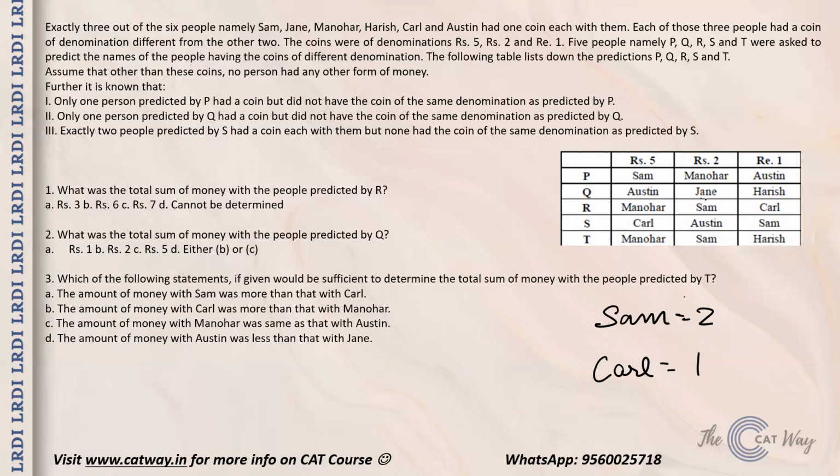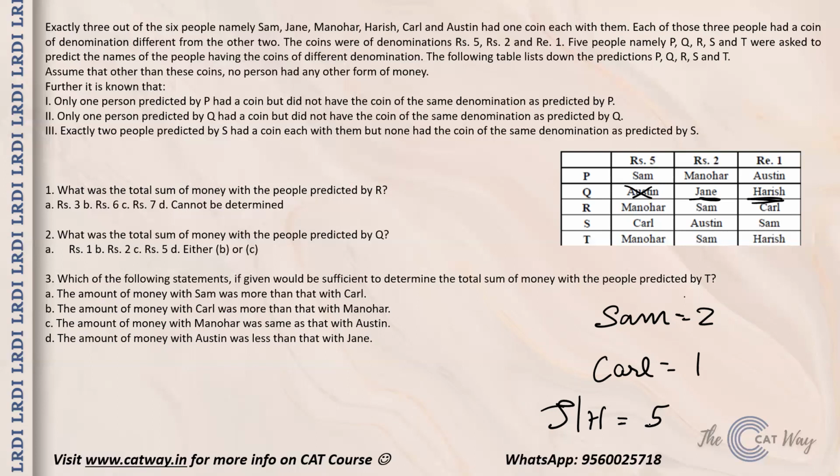Now, Austin is not the one. Between Jane and Harish, one of them has a 5 rupee coin. We do not know whom, and because no information is given, we are not able to find it out. Now the set is solved. We'll move towards the questions.